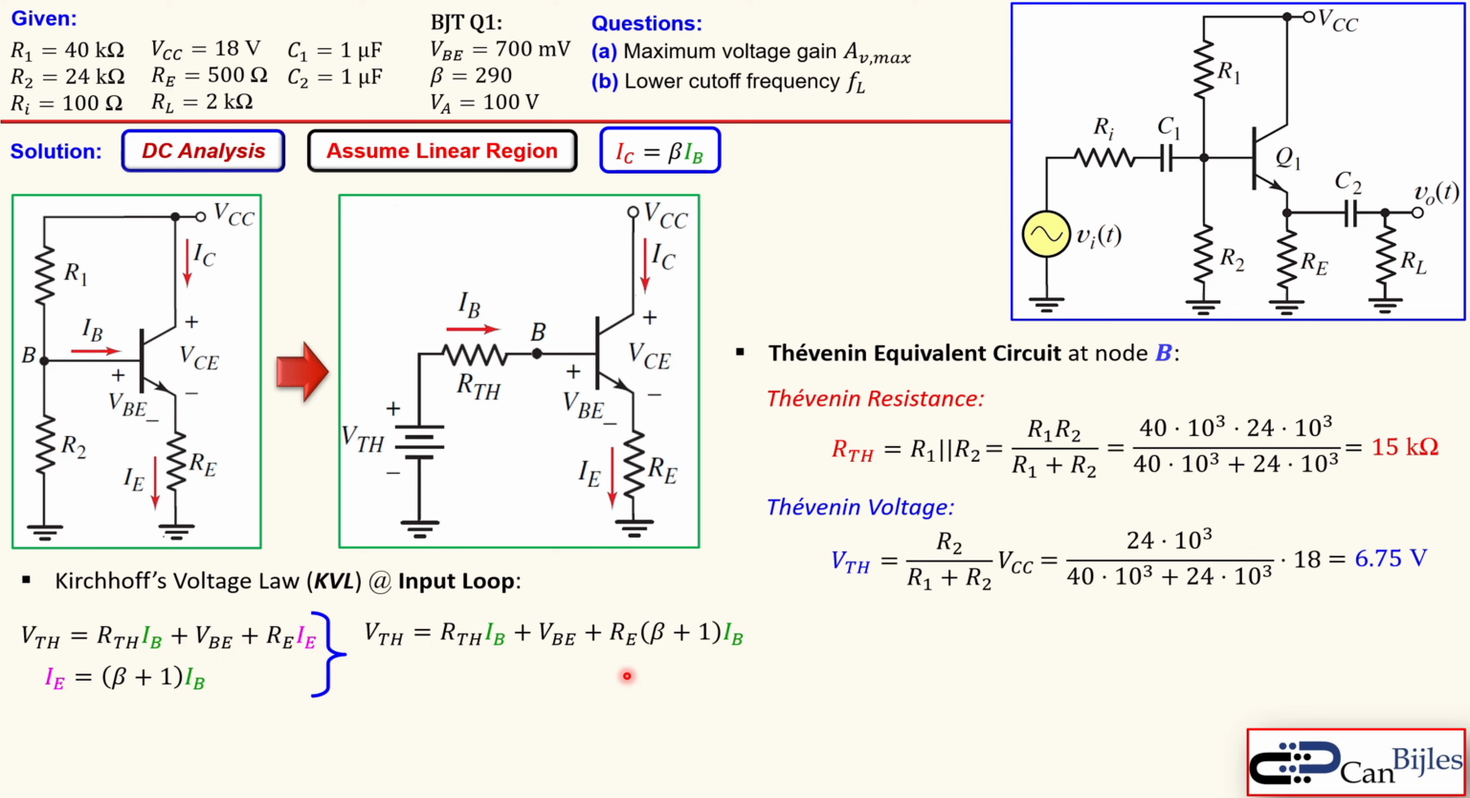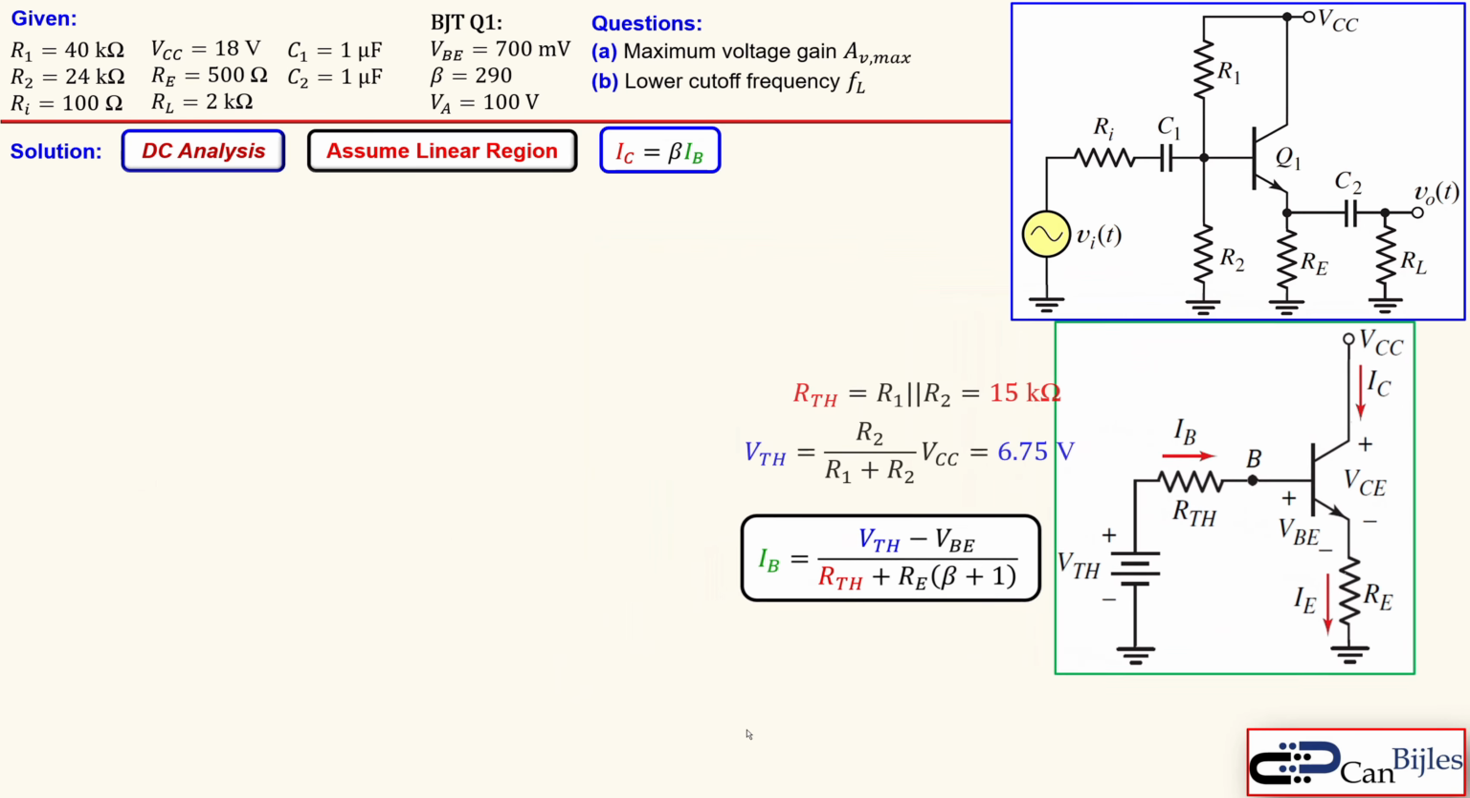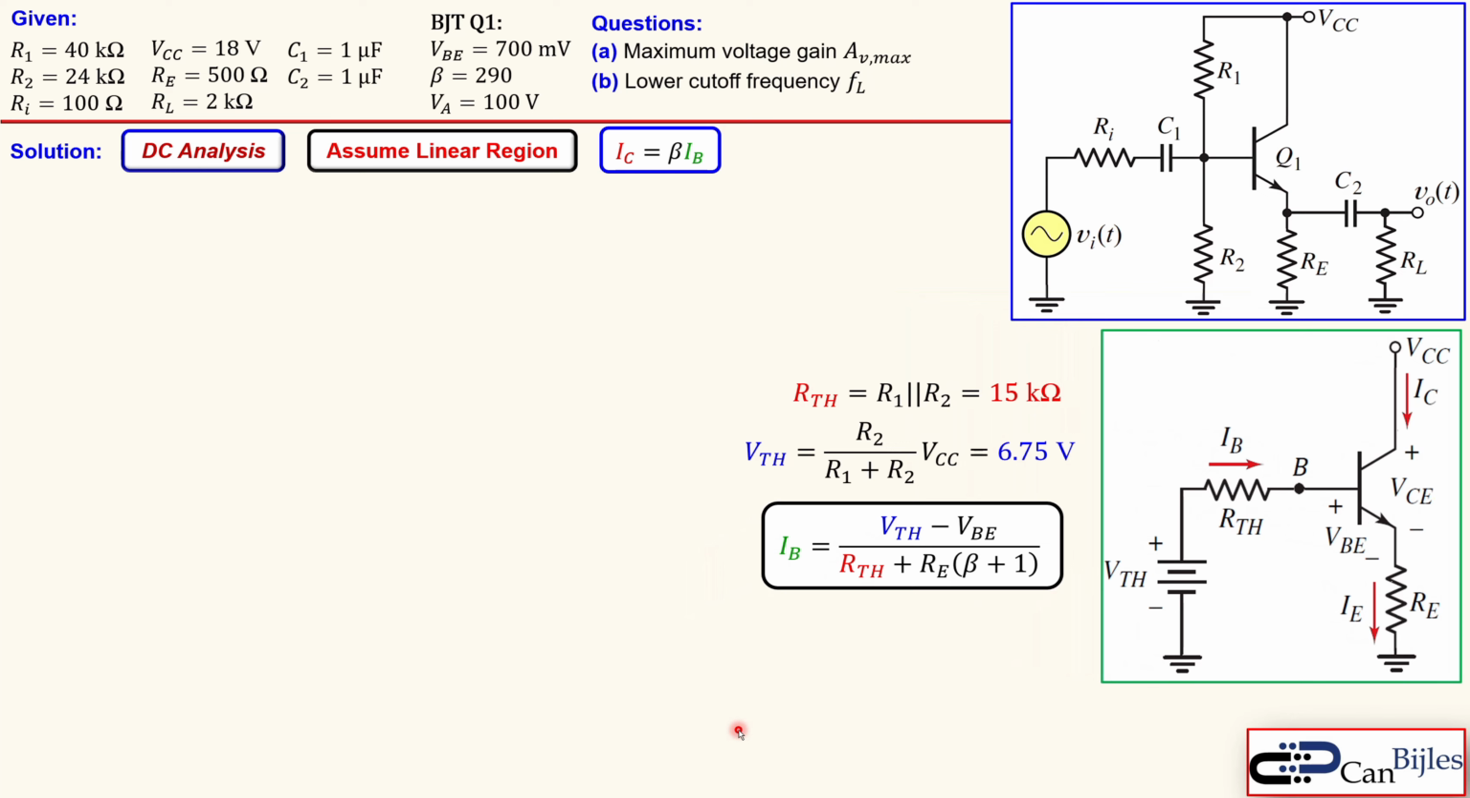Now we can group these base currents together. You can see that. So the Thevenin resistance and the RE times the beta plus 1 together. And now subtract the VBE from the right side. You actually have this nice expression where you see the base current expression in terms of the other parameters in the resistors. Okay, let's bring it here and use that for the next steps.